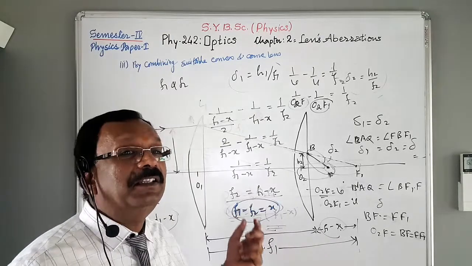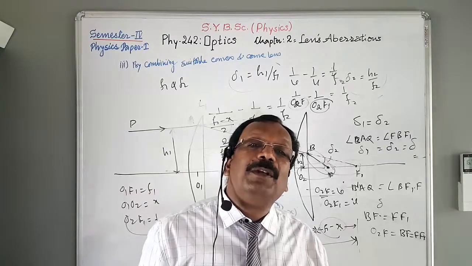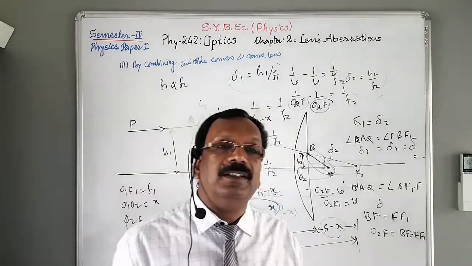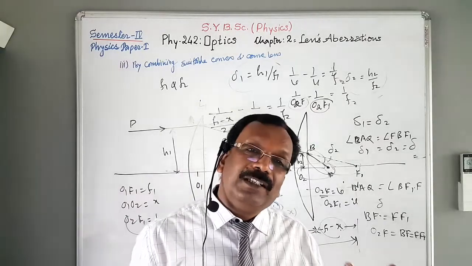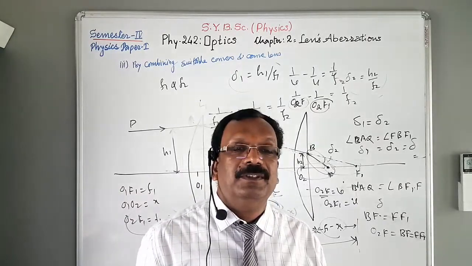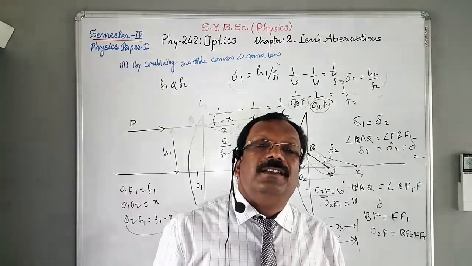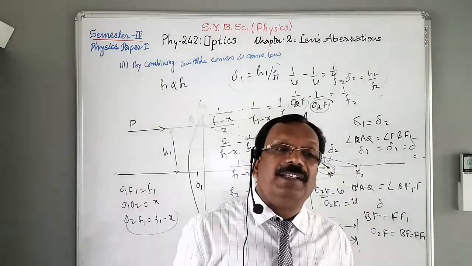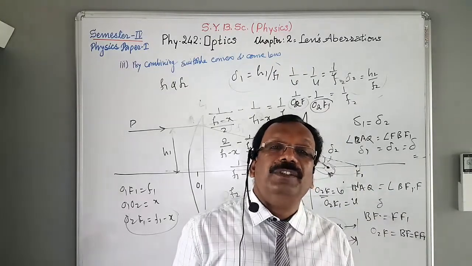Okay, in this way we studied the maximum number of methods in order to reduce spherical aberration. In the next lecture we will study the next type of monochromatic aberration, that is coma aberration or chromatic aberration. Till then we shall stop here.